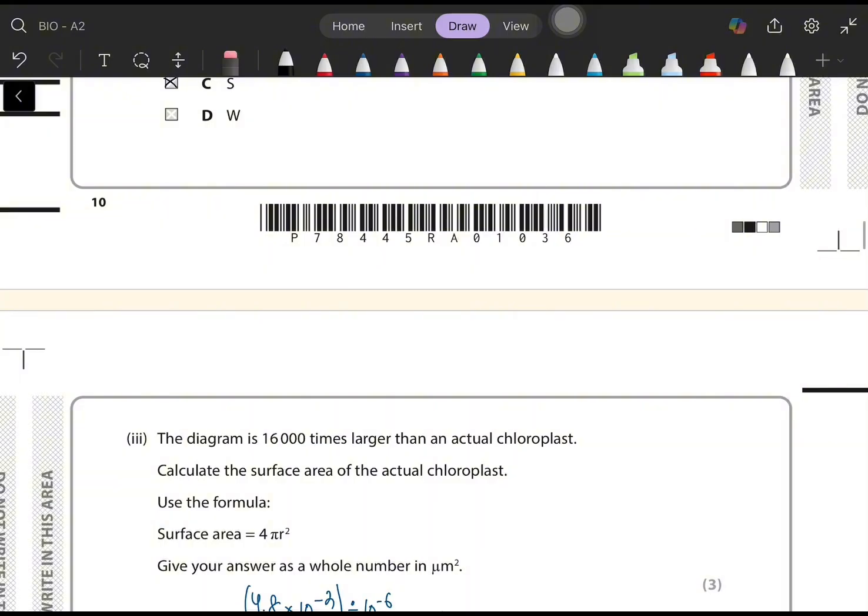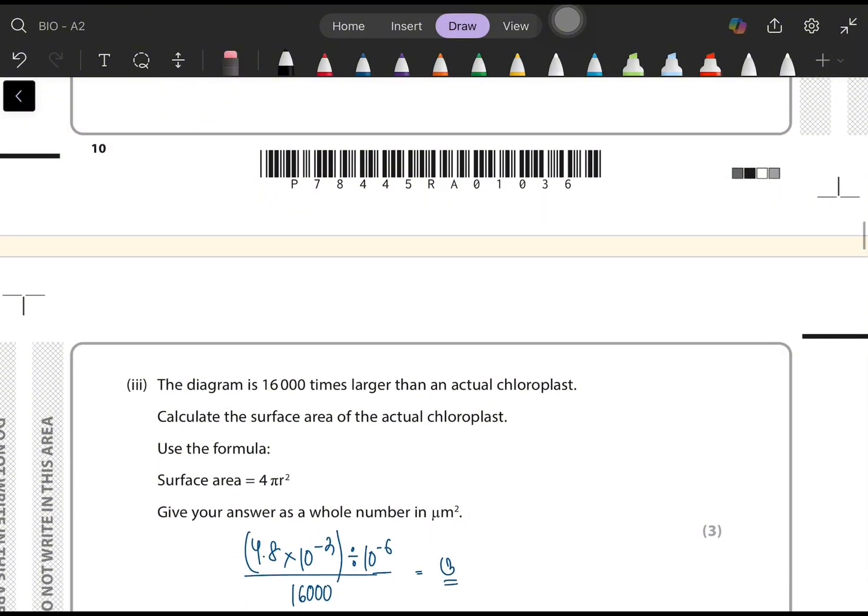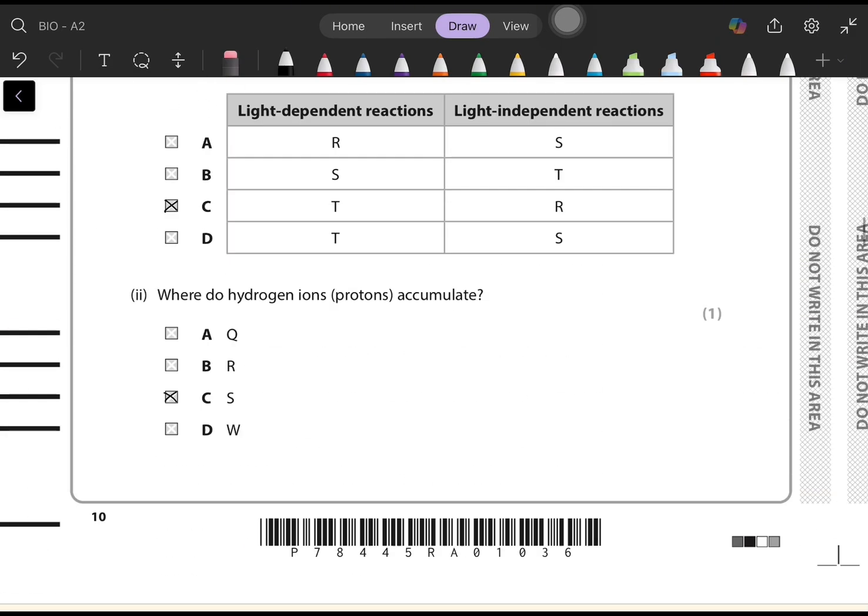right? So the diagram is 16,000 times larger than an actual chloroplast. Okay, the diagram is 16,000 times larger than an actual chloroplast. Calculate the surface area of the chloroplast using the formula 4 pi r squared, right? So the diagram is 16,000 times larger, right?